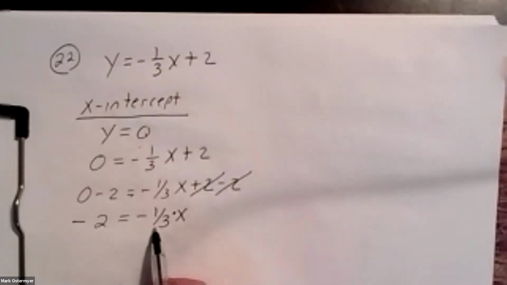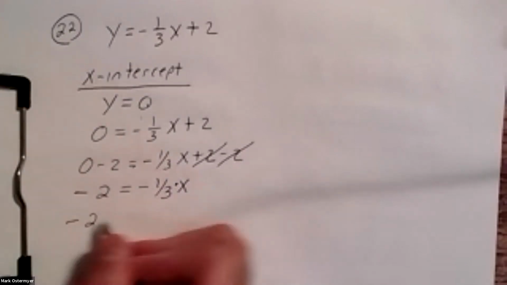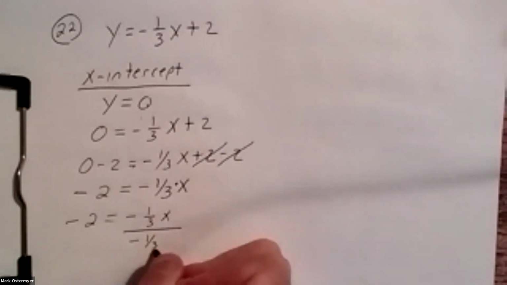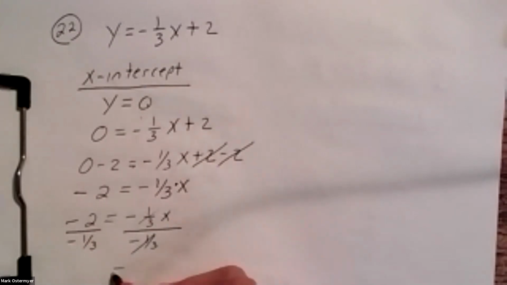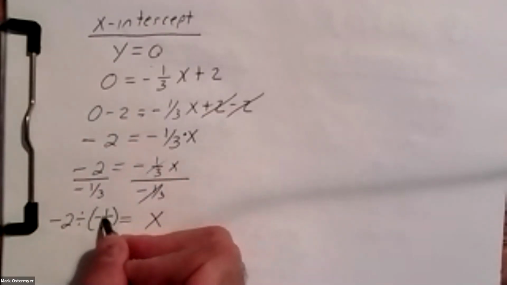I've got -1/3 times x. How do I get x by itself to solve for x here? Divide. What would I divide by? -1/3. A negative 1/3 reduces out to 1 on the right side. 1 times x is x. Now on the left side, we have -2 divided by a negative 1/3. How do we divide fractions? Do we remember from basic mathematics how to divide fractions?